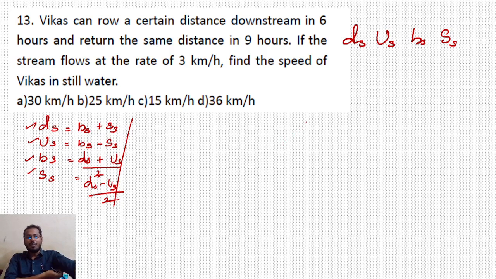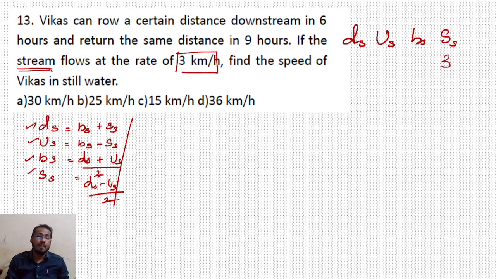Now, what is given? The stream flows at 3 kilometer per hour. This is the only speed given, so stream speed is 3 kilometer per hour. But I don't know the other speeds. But they gave a clue. These 6 and 9 are nothing but hours, time. But I need speed. Speed is equal to distance by time, right? So I got time, but I need speed.